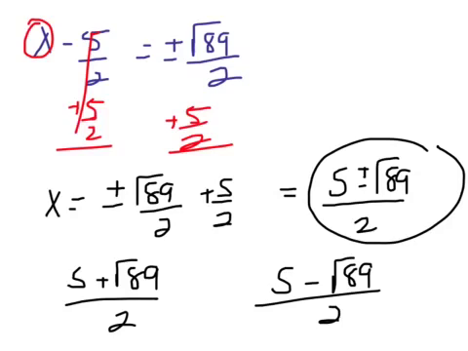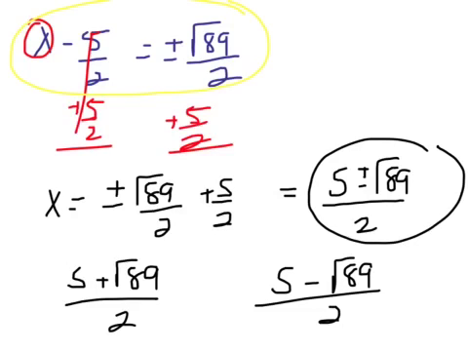Okay, so if you go back up to the top, right here, I had just recopied this, and I wanted to solve for x. So I added 5 halves to both sides, and I ended up with x equal to plus or minus square root of 89 over 2 plus 5 halves.